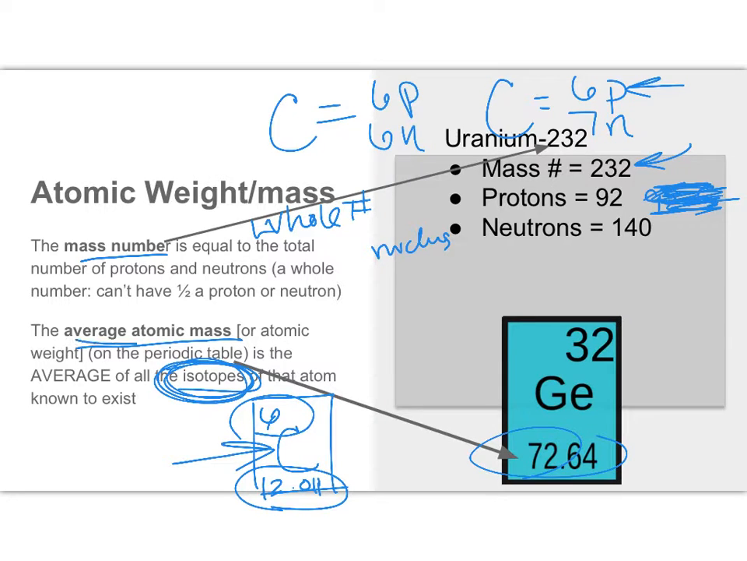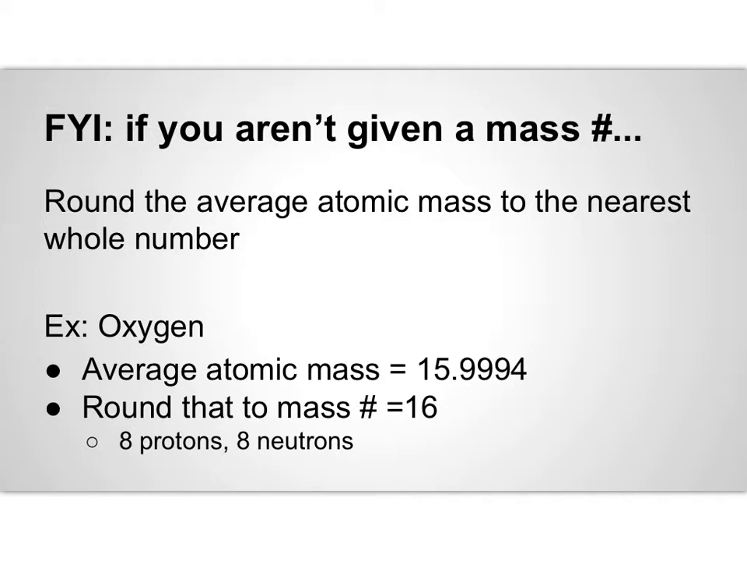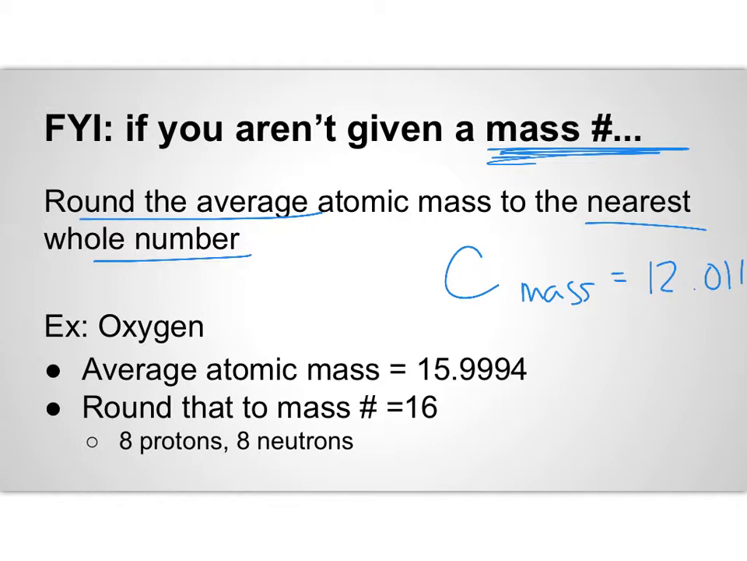But the average, where we're looking at all those different versions, all the isotopes, that can be a decimal number, okay? And that's the one that's shown on the periodic table. Now, just in case you're not given a mass number, for example, if I say find the mass of carbon, okay, you would look at the table and you would see carbon's mass is 12.011, okay? What I'd like you to do, if you're not given a mass number, is round that average to the nearest whole number, okay? Because that's going to be the isotope that we find the most.